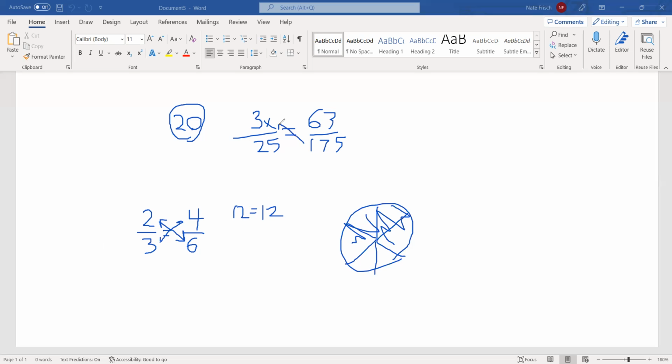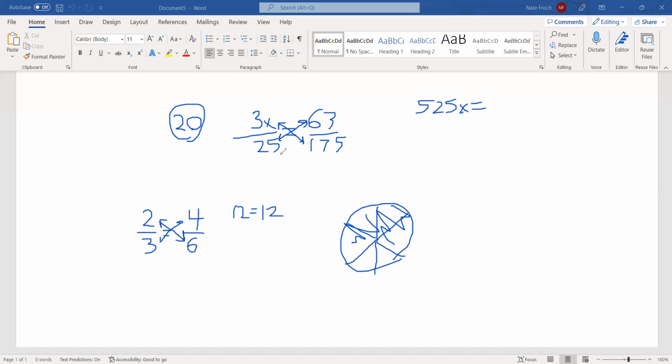So if I do cross products, 3x times 175 should equal 25 times 63. So 3 times 175, that should be 300 plus 225 should be 525x. I'm doing this in my head, so if I make a mistake, maybe you can catch it for me. And then I'm also going to multiply across this way.